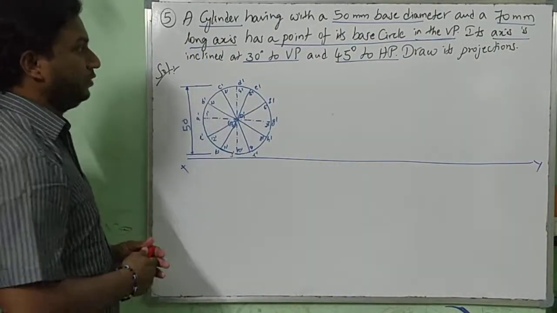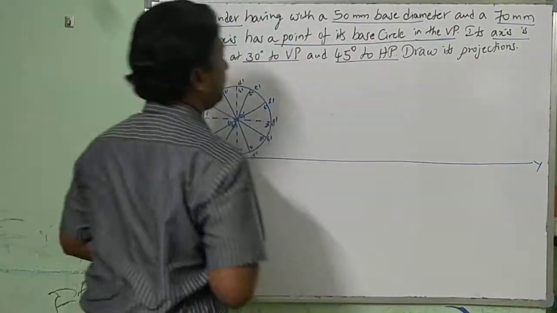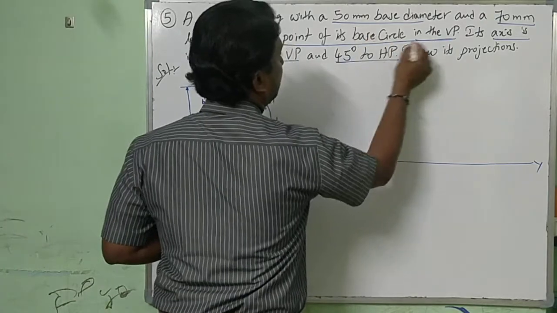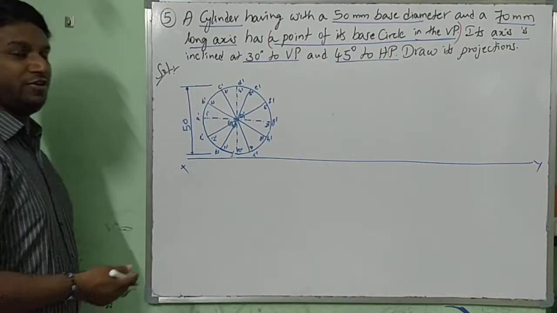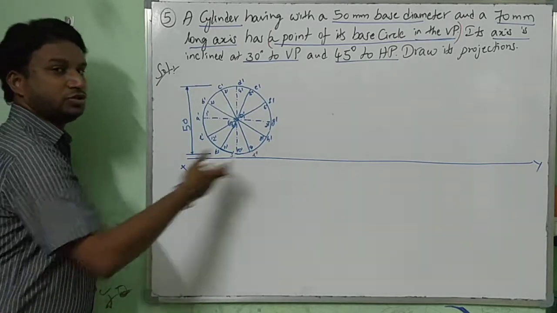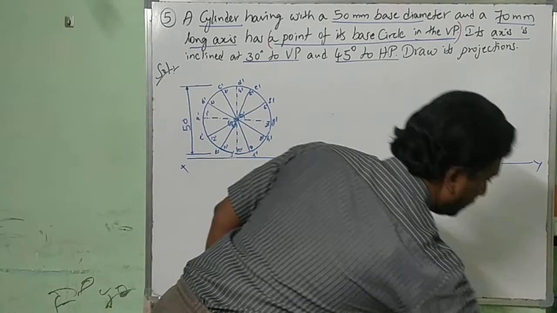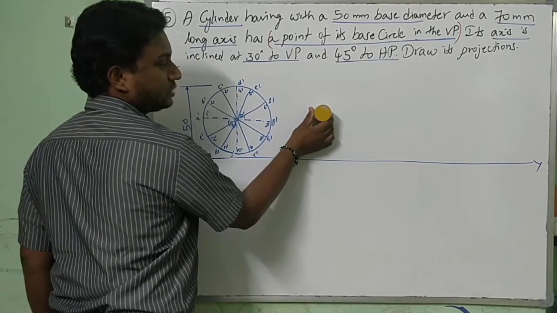Front view, top view, right? What I have to do? With respect to the top view, a point of the base circle is in the VP. VP is nothing but one point should be lying on the XY line. So when you remove that particular thing, it is like this. When you remove that, it totally falls on the XY line.